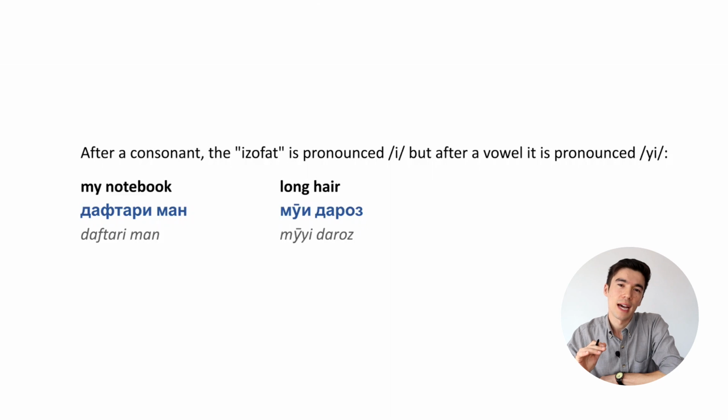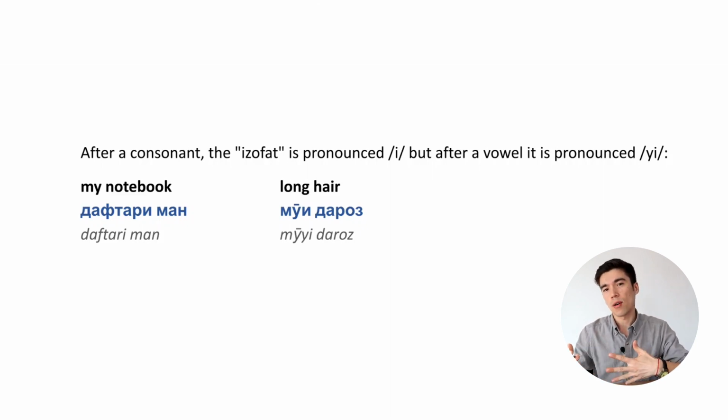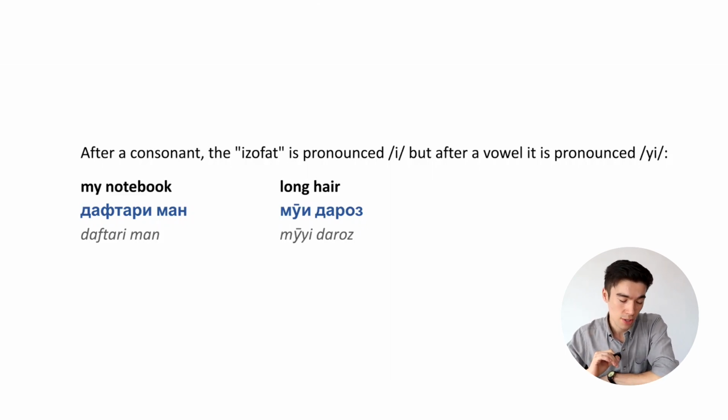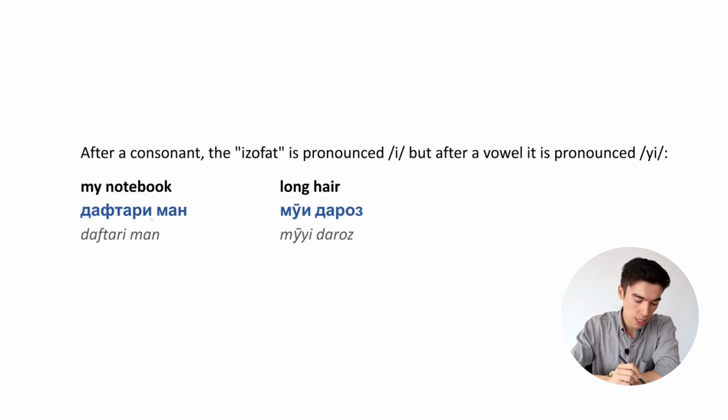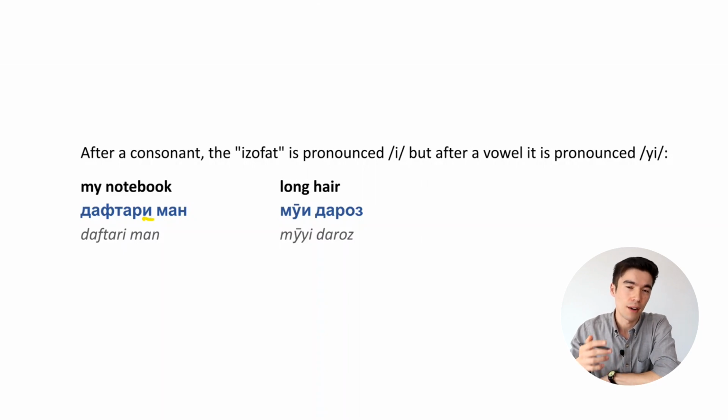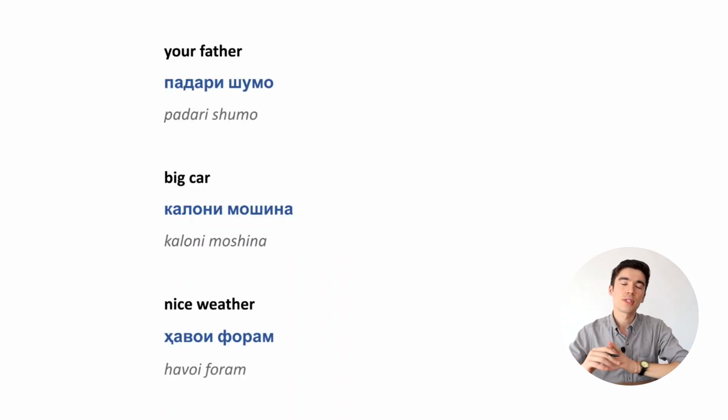And the last part, after a consonant, the izofat is pronounced as E, but after a vowel, it's pronounced as Yi. Okay? So here are some examples. My notebook will be Daftari Man. You see, here is Daftari. After a consonant, it sounds like E. And long hair in Tajik will be Mui Daros. So because there is a vowel before E, that's why it sounds like Yi. Mui Daros. Daftari Man.